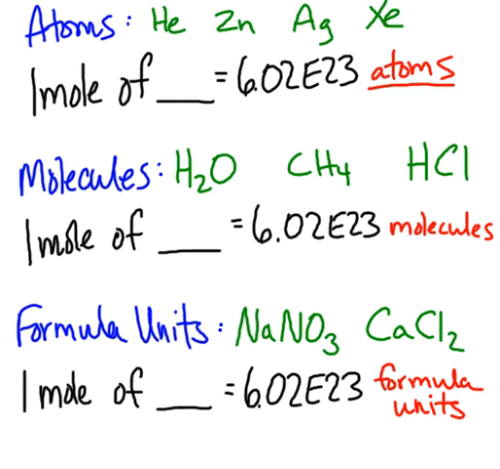So an atom is anything that is just one of something. If you notice, the helium, the zinc, the silver, the xenon, none of those have any subscripts in them. They are just the individual elemental symbols. And if you ever come across anything where it has just the elemental symbols and no subscripts, no combination of more than one atom, then you would just say that those are atoms.